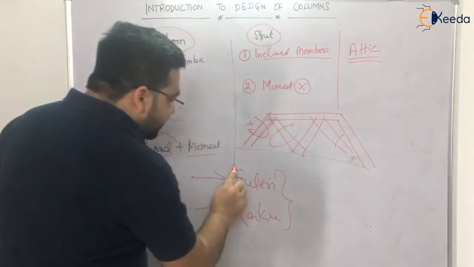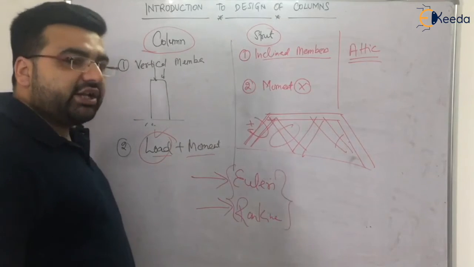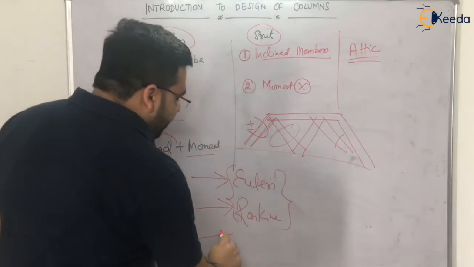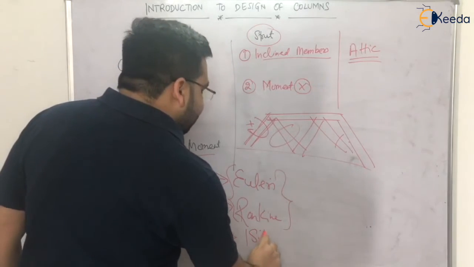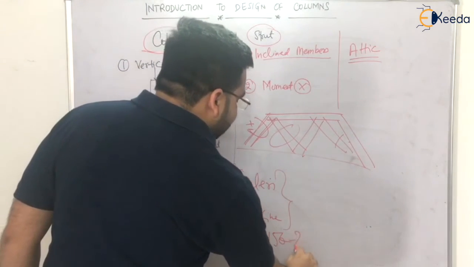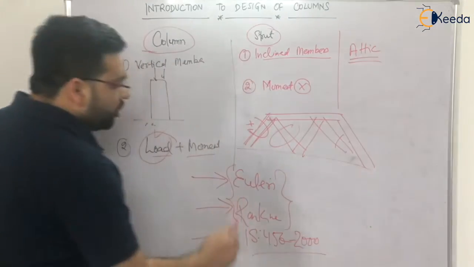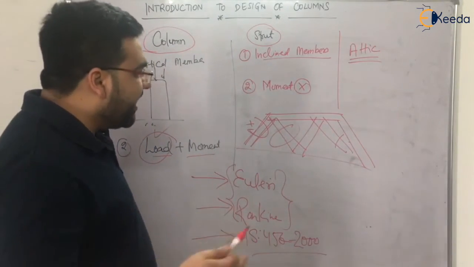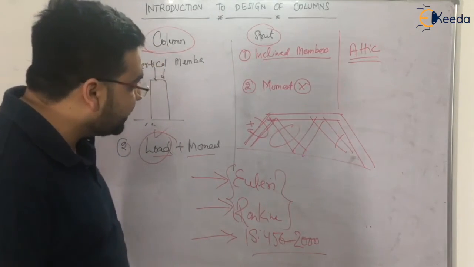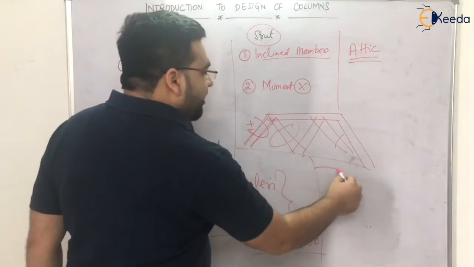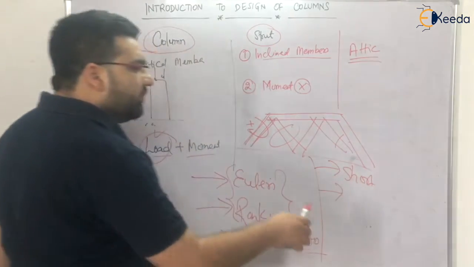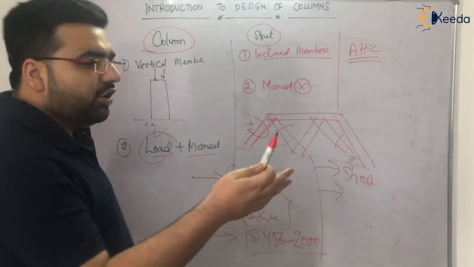You must have studied these theories in your strength of materials also, but in case of RCC, we will be following the IS 456 recommendations, the IS 456:2000 recommendations, right? There are a lot of IS 456 recommendations. So we will be designing columns. First of all, we will do the short column design. Then, similarly, you can design the long columns also.